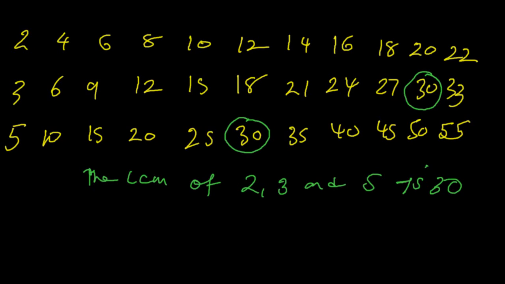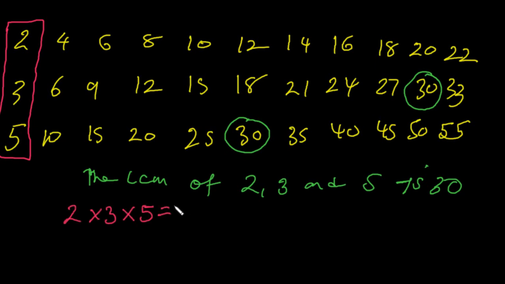Now, if we're trying to find the lowest common multiple of prime numbers, these are all prime, 2, 3, and 5 are prime, then we could just multiply them together. So we have 2 times 3 times 5, and that equals 30 as well. However, if the numbers were composite numbers, numbers like 6, 8, etc., composite numbers are numbers that are made up of primes. So composite numbers are numbers whose factors are primes. For example, 6 equals 2 times 3.